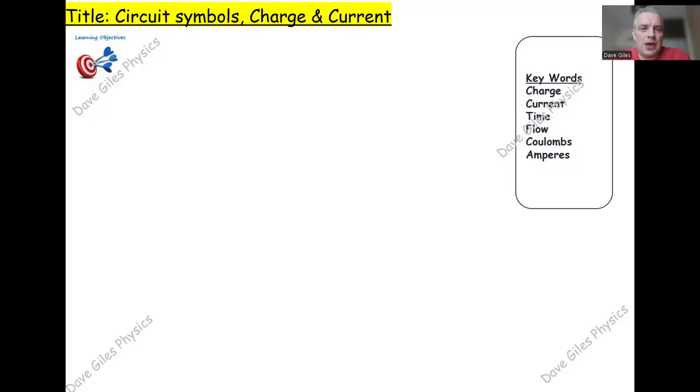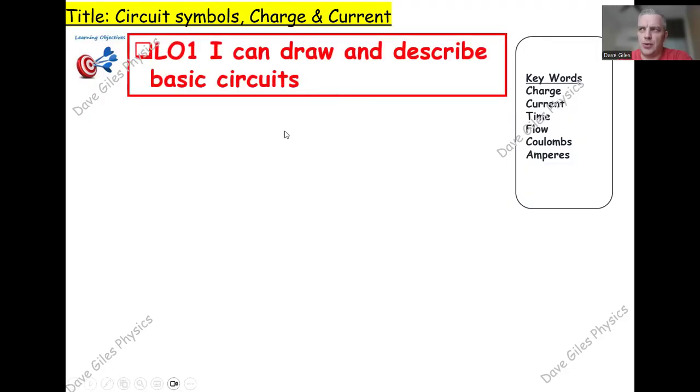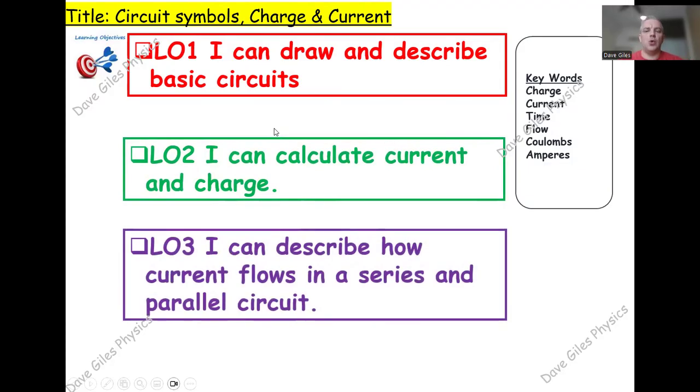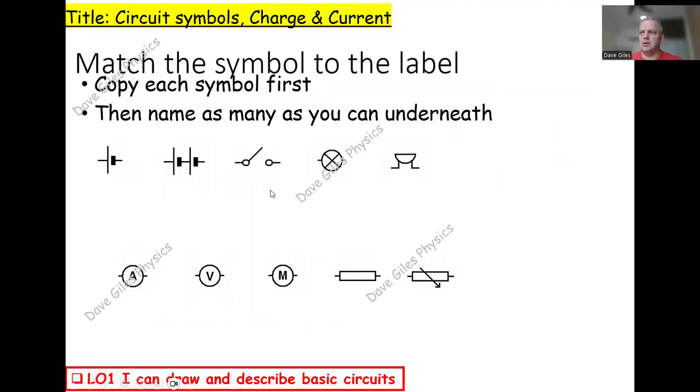Hello, it's Dave Giles here for the next lesson of Cambridge International Education IGCSE Physics, and today we are looking at circuit symbols, charge, and current. The first thing I want you to do is draw and describe basic circuits, calculate current and charge, and describe how current flows in a series and a parallel circuit.